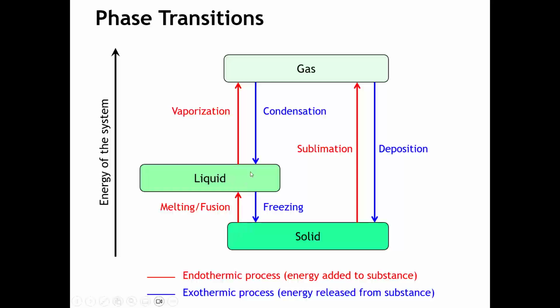If we go from the liquid state to the gaseous state, we might, in everyday vocabulary, call that boiling, but the name of the phase transition is vaporization. It's also possible, like carbon dioxide, to go directly from the solid state to the gaseous state, and that's called sublimation. And those three phase transitions are all endothermic.